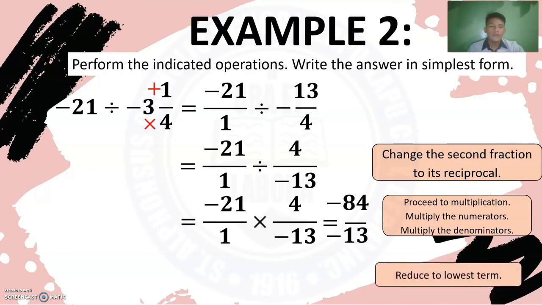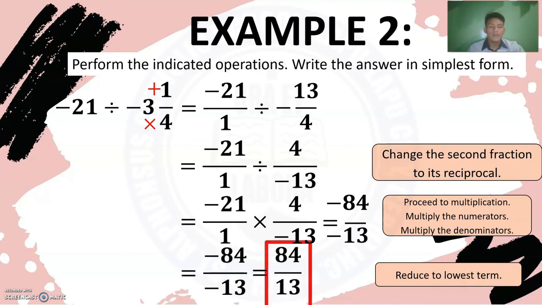We can still reduce negative 84 over negative 13 to lowest term. To reduce that, negative 84 over negative 13 has both the same sign. Negative divided by negative is positive. Our answer is 84 over 13.